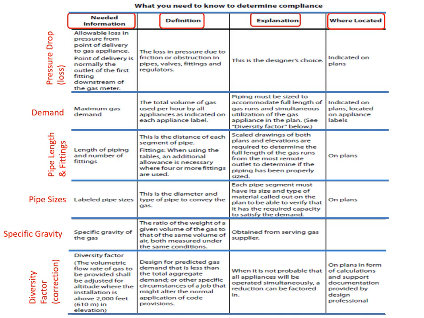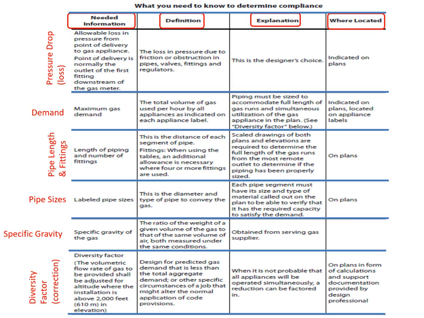Last, we have diversity factor or correction. This is the volumetric flow rate of gas to be provided. It shall be adjusted for altitude, where the installation is above 2,000 feet. Typically, if we use tabular values, we are given a percentage, if you will, to differentiate for different altitudes, but that is the threshold value.